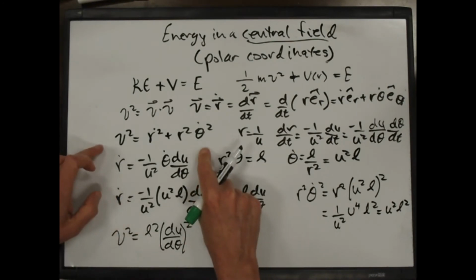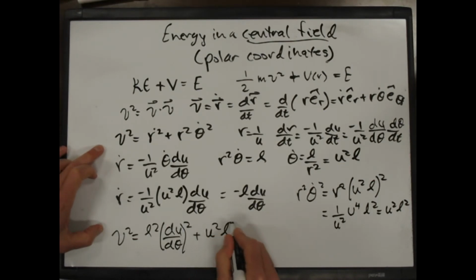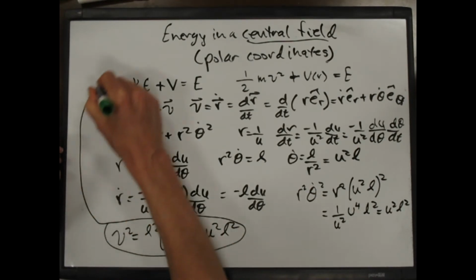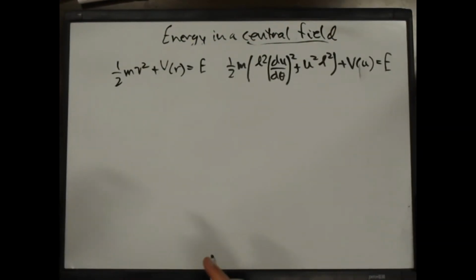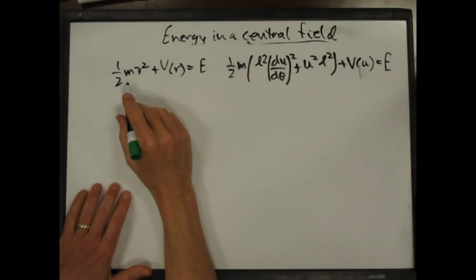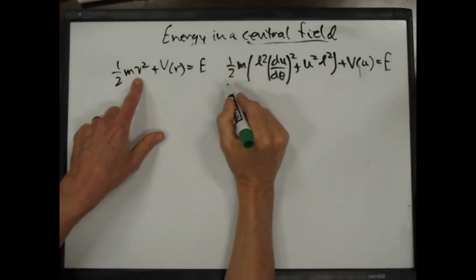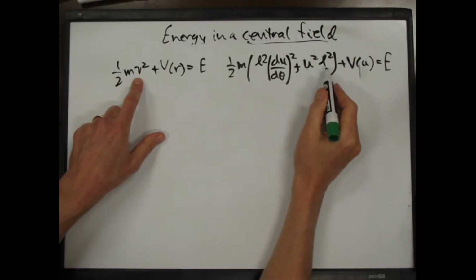And so the whole v squared becomes this piece plus u squared L squared, right? And so this is the piece we can then stick in here to write our energy equation. And so I'll do that on the next sheet. So I've rewritten this. Here's my conservation of energy equation: kinetic plus potential energy equals E. And all I've just done is replace the v squared with the v squared I had on the previous page, and that looks like this.